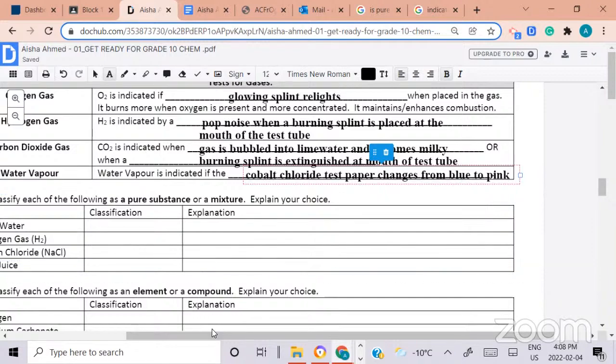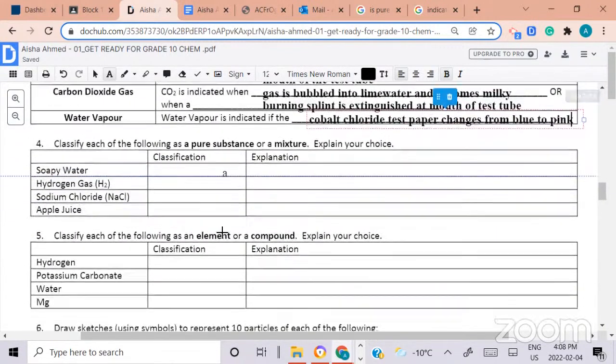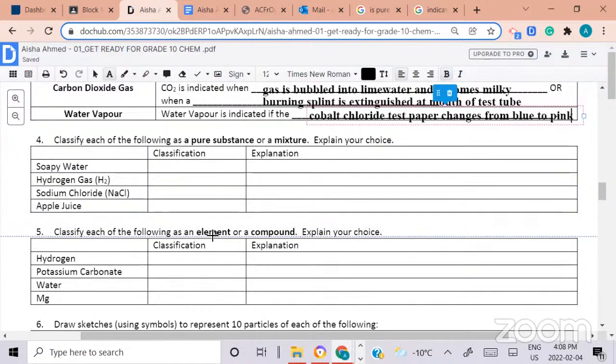How long is this worksheet, by the way? Are we doing good, or too slow? We're on page 2 out of 4. Okay, not too bad. Let's work a little faster. So classify each of the following as a pure substance or mixture, and you're going to explain your choice. I'll give you a minute to write what you think, then we'll go over the answer together.